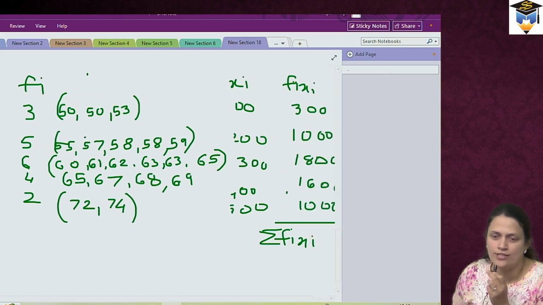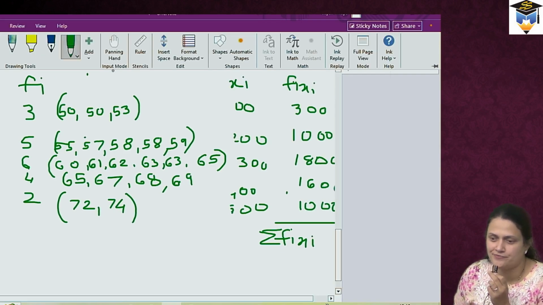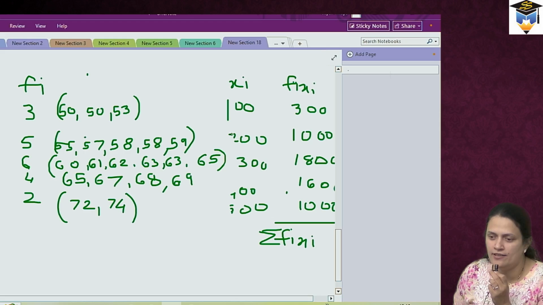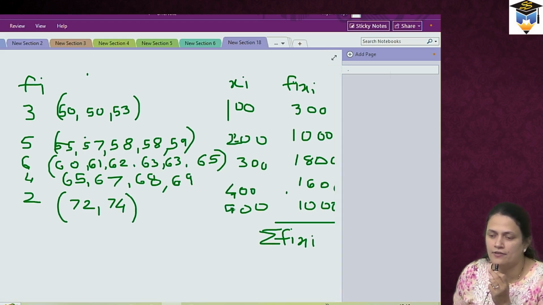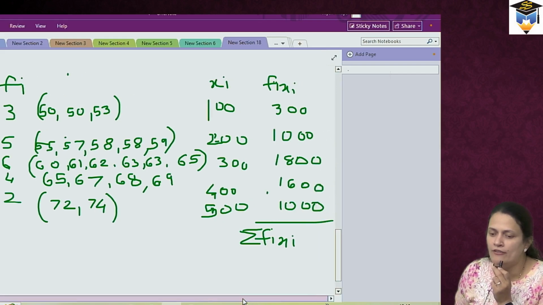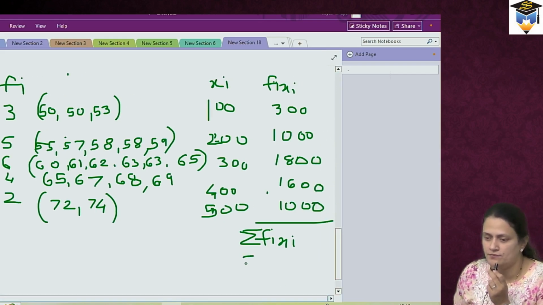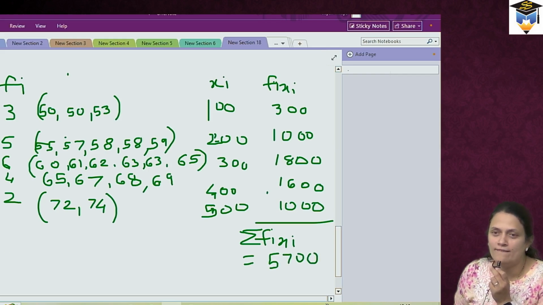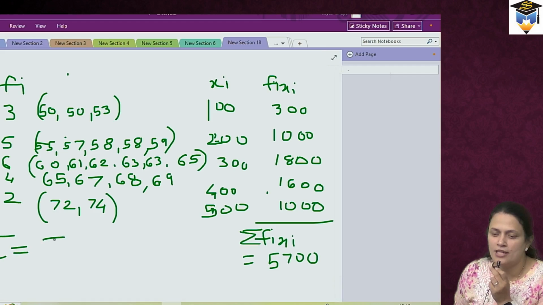Now Xi was given to us as 100, then it is 200, 300, 400 and 500. Now Fi Xi we have calculated: 3 into 100 is 300, 5 into 200 is 1000 and so on. Tell me what is summation of Fi Xi? 5000. So what is our formula of X bar? Summation Fi Xi upon N.